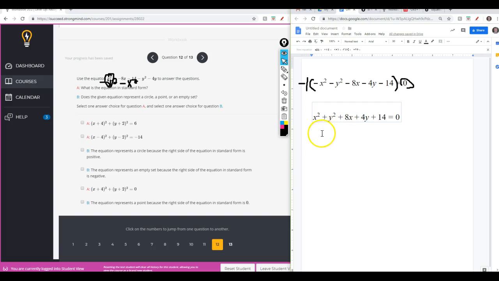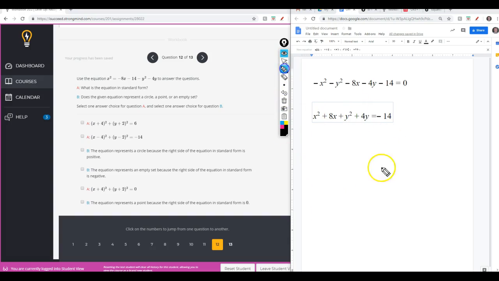And we can just continue from here. So I'm going to rearrange this again so that we have our order. And then I'm also going to subtract this 14 from both sides so that we can complete the square. So 14 minus 14 is 0, and then 0 minus 14 is negative 14. So that's how we did with that.